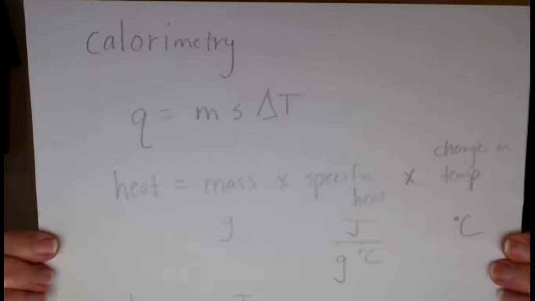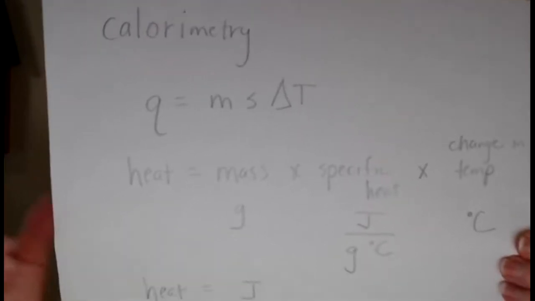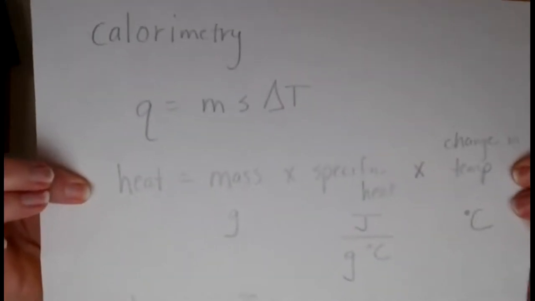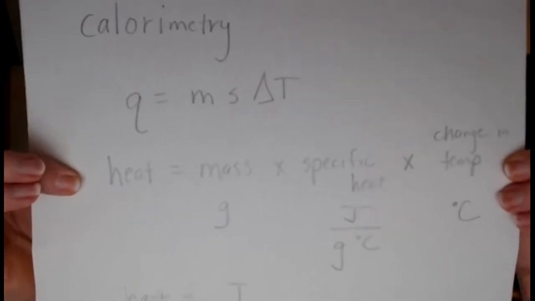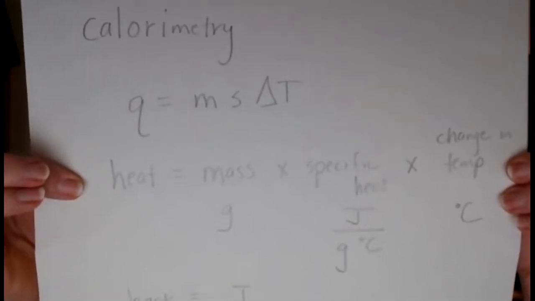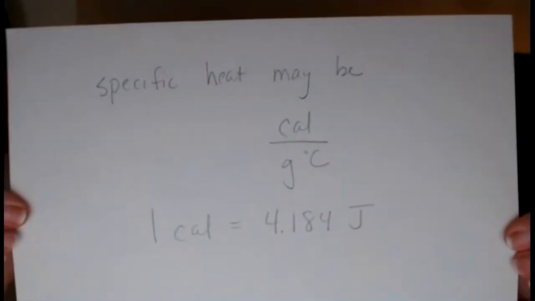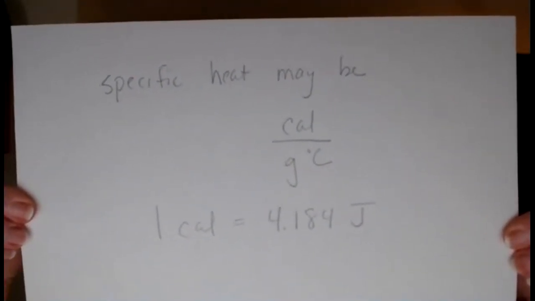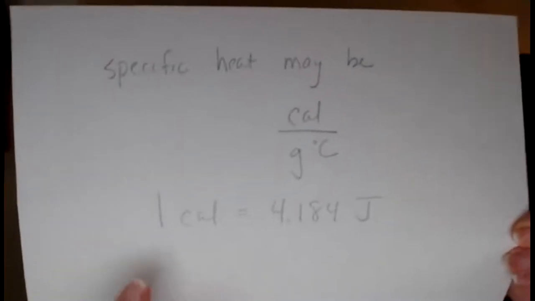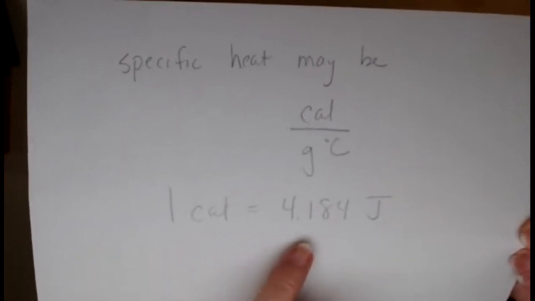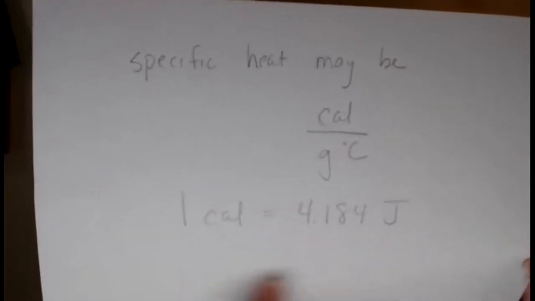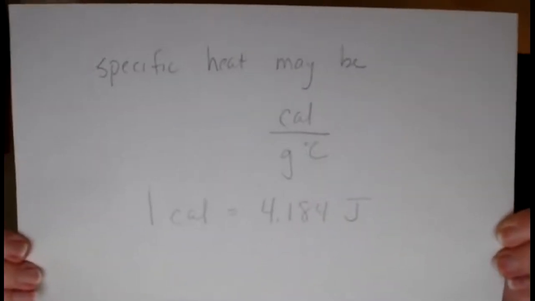And on tests, we usually provide this formula. Now, I haven't decided how I'm going to do this last test, but I will allow this formula. Okay. Specific heat can also be in terms, instead of joules per gram degree Celsius, it can be in calories per gram degree Celsius. There's a conversion, 1 calorie is always 4.184 joules. That will be provided. You do not need to memorize that.